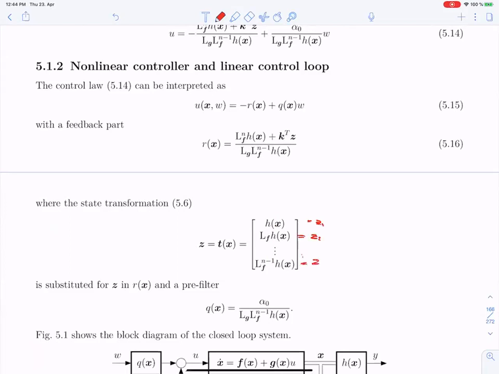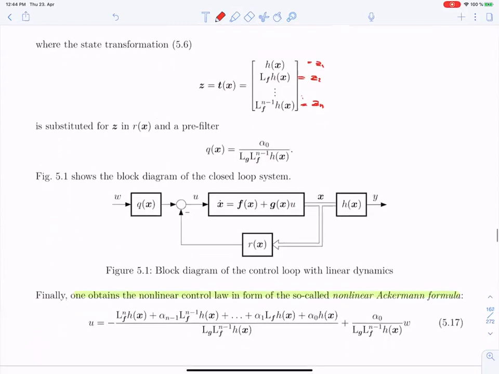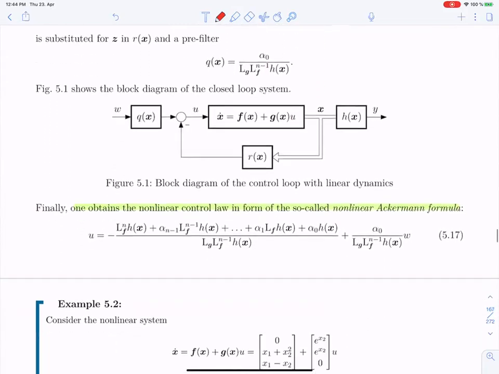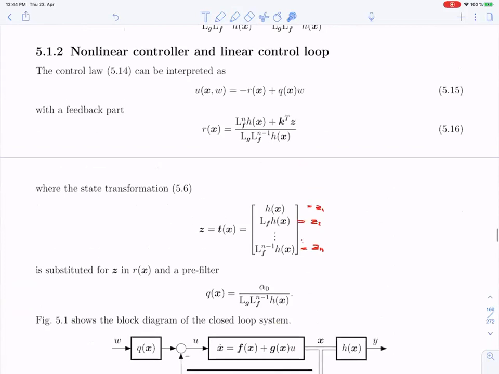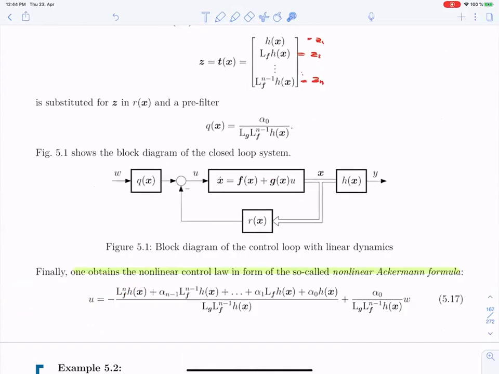So this is Cn. If we summarize everything, then we get something which is called the nonlinear Ackermann formula. So you will have LFn h of x, which is taken here. And then you have all those coefficients, alpha 0, alpha 1, which are taken from the Ackermann formula, obviously. Alpha 0 multiplied by W, and everything is divided by this other D expression. So this is what we call the nonlinear Ackermann formula.